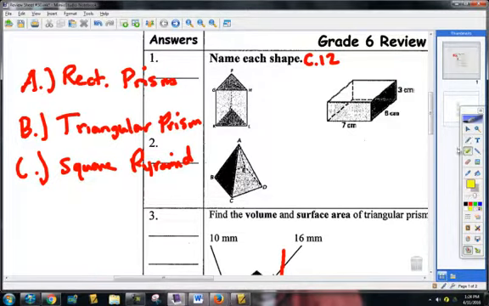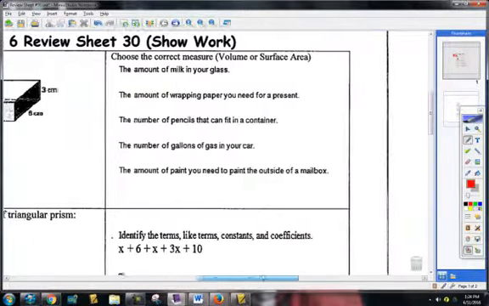Hopefully that'll help you, because I know since we haven't learned it, it's one of those things that you should know. Definitely these two we've covered. We've talked about prisms. The pyramids we haven't really talked about, except that you talked about them in social studies. So if that helps, that should make it pretty easy, I believe.